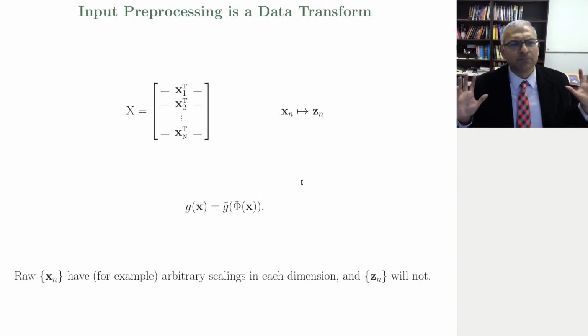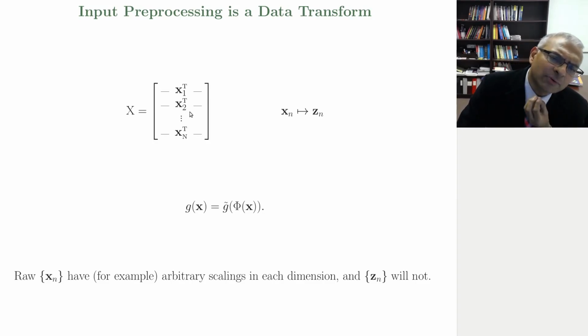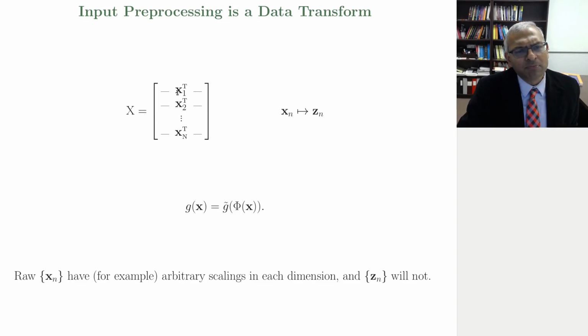That was the idea behind input preprocessing. So you have your data matrix X, whose rows are x1 transpose, x2 transpose, up to xn transpose. And what is input preprocessing? Basically what we do is we take each data point, x1, x2 up to xn, and transform it into z1, z2 up to zn.